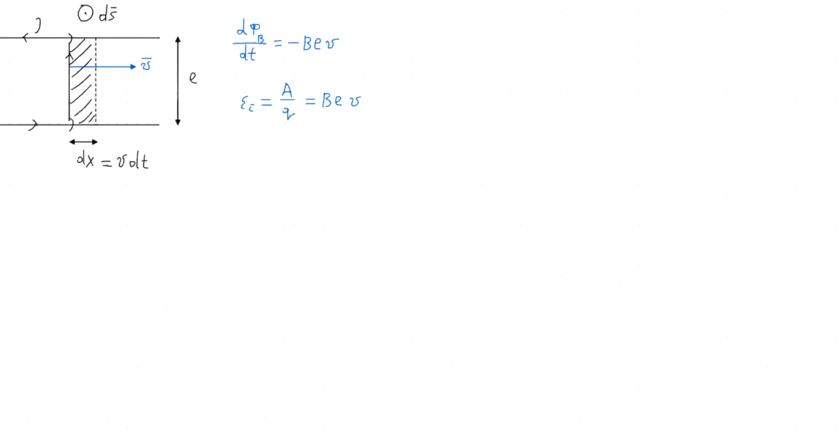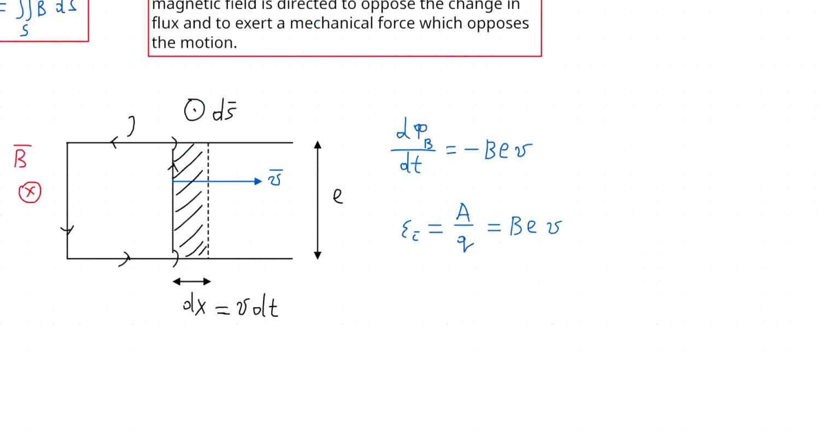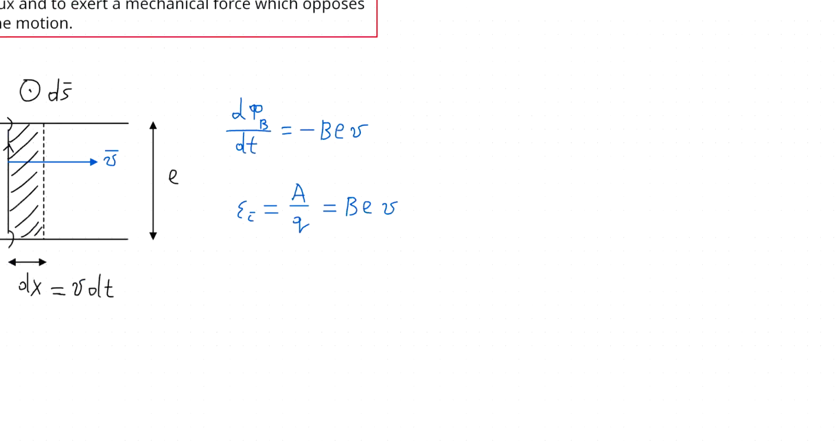So as you can see, these two equations have almost the same right sides. And it means that from here we can define that the electromotive force of induction is equal to minus the derivative of magnetic flux.